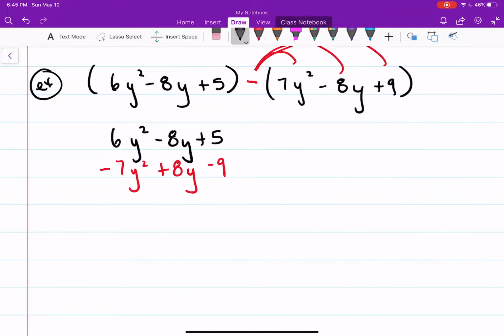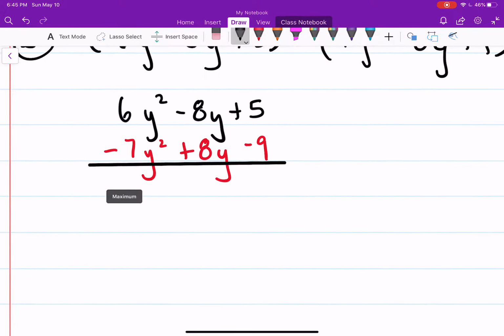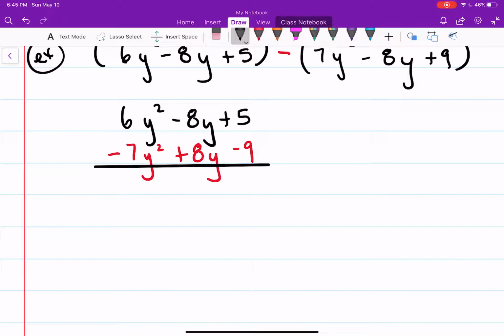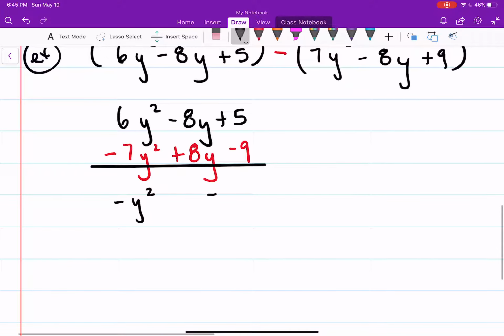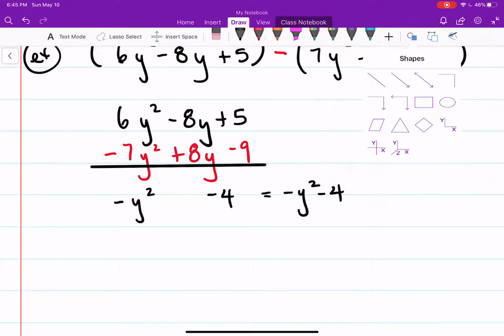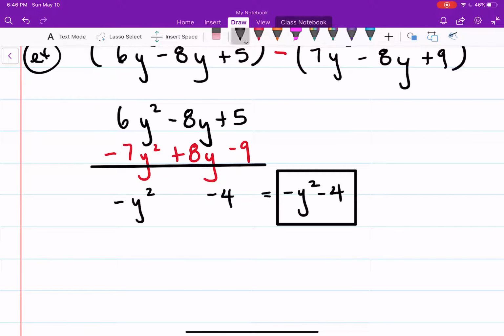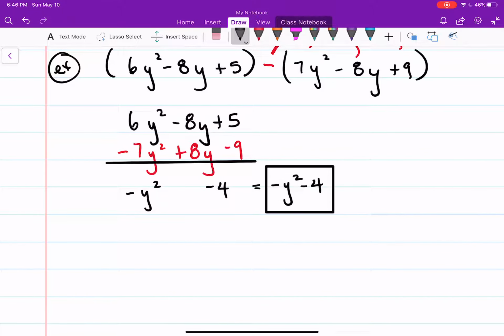So now I can go, okay, let's add this all together. And notice how all the like terms are aligned. So this is the up-down method. That's certainly fine. You're welcome to do that. And what do I have left? I got a negative y squared. Ooh, negative 8y, positive 8y, that goes away. And then a minus 4. So I have negative y squared minus 4. So that would be my answer. Okay. Not too shabby. What else is there?